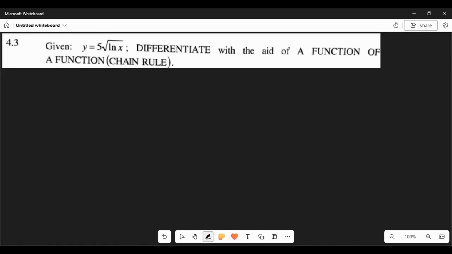So for 4.3, we are given this question here. We have y is equal to 5 times the square root of natural log x. They want us to differentiate with the aid of a function of a function, which is the chain rule. Basically, they want us to differentiate this expression using the chain rule.